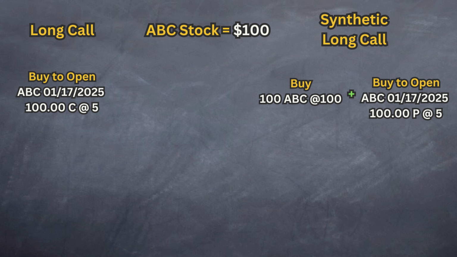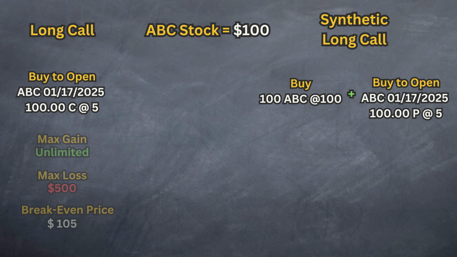Here's a quick example to show you how similar they are. ABC stock is trading at 100 and the 100 strike call and put are both trading at 5. With the long call, you make money infinitely as the stock goes higher and higher. Your max loss is the $5 premium paid and the break-even price is $105.